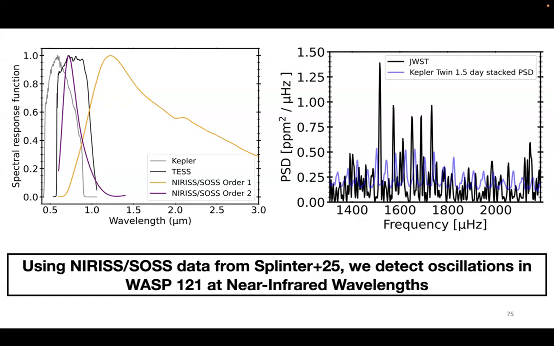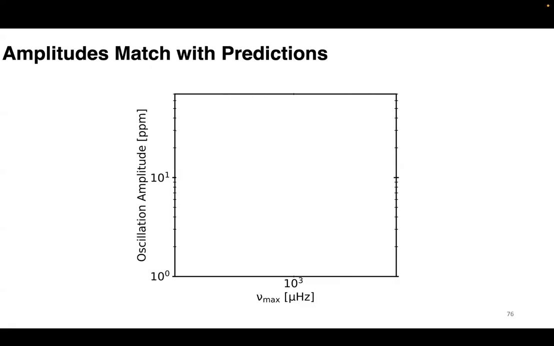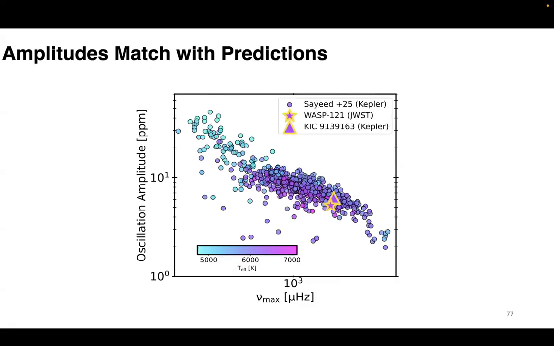But after we characterized these oscillations, we wanted to make sure that they were at amplitudes that we would expect, and so this is just plotting the amplitudes as a function of nu max for WASP-121, which is shown by the star in this plot, and the Kepler star, which is shown by the triangle. And then this is a bunch of data from a paper by Mariam Saeed, which studied oscillations in similar Kepler stars, for like 700 stars. And we see that for the temperature and the nu max, the amplitudes are as expected, which kind of verifies our detection here.